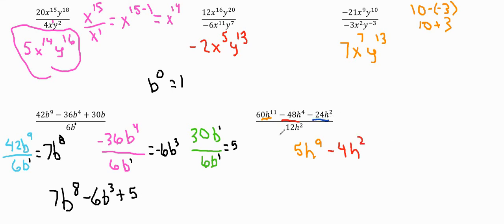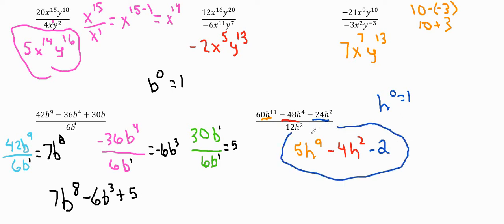And negative 24h squared divided by 12h squared, negative 24 divided by 12 is negative 2. And the h squared divided by h squared, quote unquote, cancels out. It's just a 1, or h to the 0, which is 1. And negative 2 times 1 is just negative 2, so we don't need to rewrite that. And this is our answer, 5h to the 9th minus 4h squared minus 2.